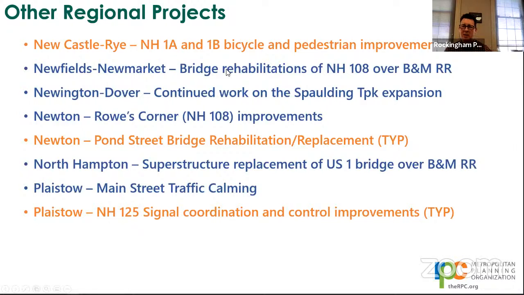Newcastle Rye, this is some bike pedestrian work on Route 1A and 1B. That's coming down through the 10-year plan that was added 3 cycles ago. Newton Pond Street Bridge rehab, that was coming through the 10-year plan, but it's also a red list bridge. Plaistow 125 signal coordination. This is also coming through the 10-year plan that was added, I think, 3 cycles ago.